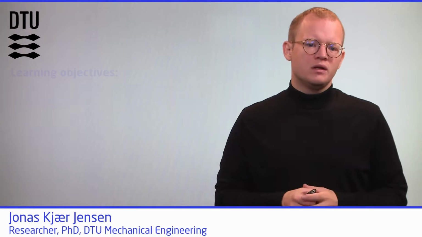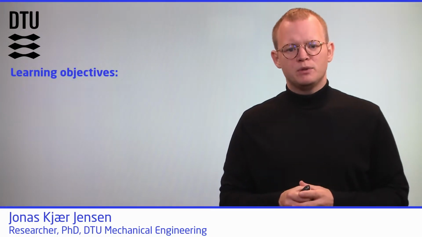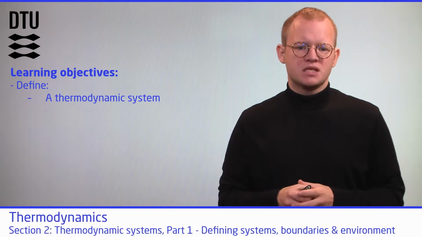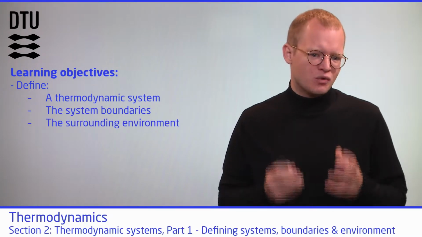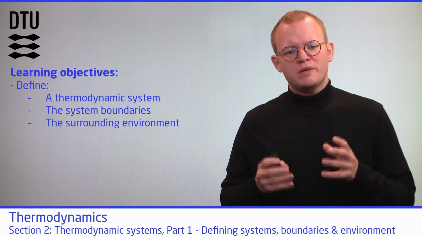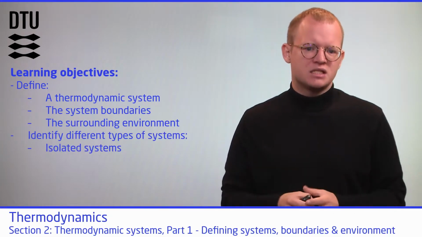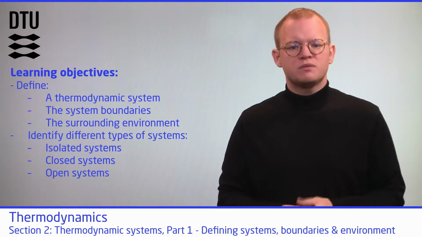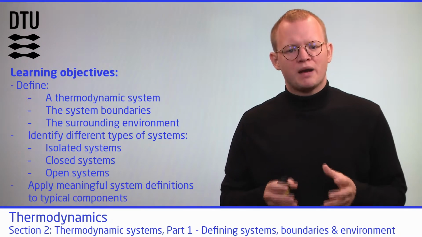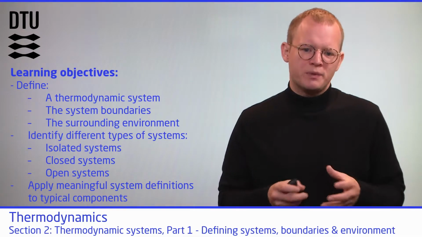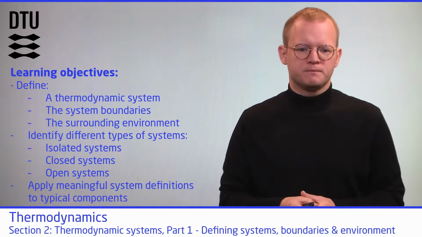In section 2 of chapter 1, we'll be having a look at how to define a thermodynamic system and the properties of different types of thermodynamic systems. When you've watched this video, you should have attained the following learning objectives, meaning that you should be able to first define a thermodynamic system, the system boundaries, and the surrounding environment. Then you should be able to identify different types of thermodynamic systems, namely isolated systems, closed systems, and open systems. And finally, you should be able to apply meaningful system definitions to typical components in thermal energy systems.